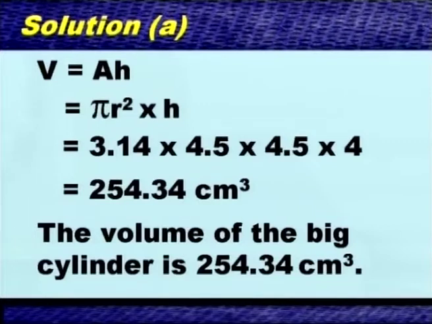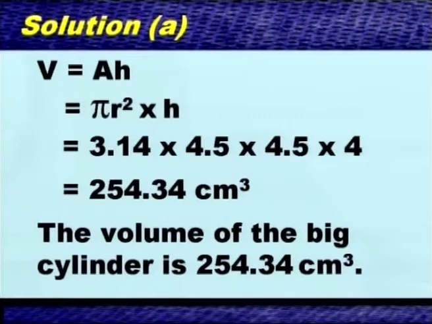So 4.5 times 4.5 times the height, which is 4. And that's how we got 254.34 cubic centimeters. Did any one of you get it right? Okay, only one. The volume of the big cylinder is 254.3 cubic centimeters.